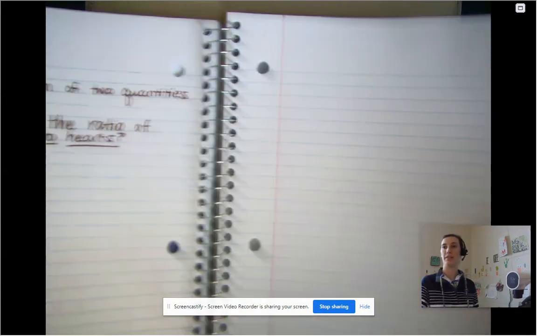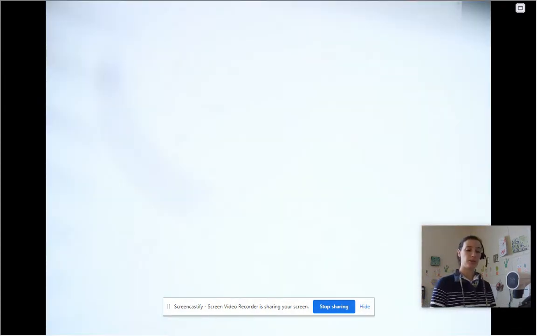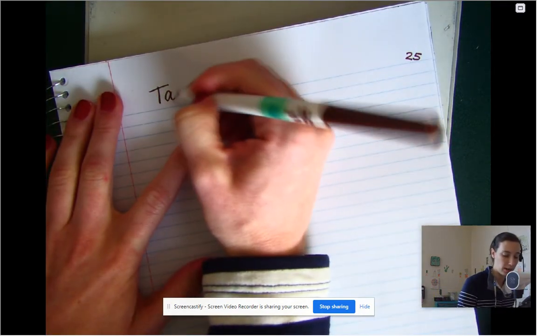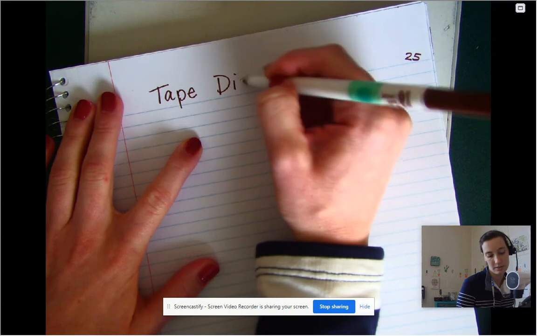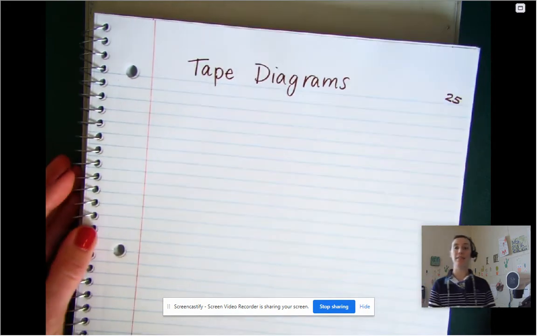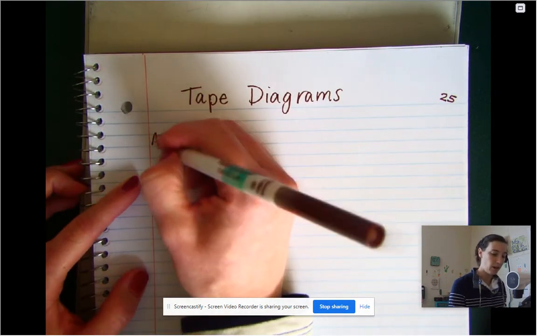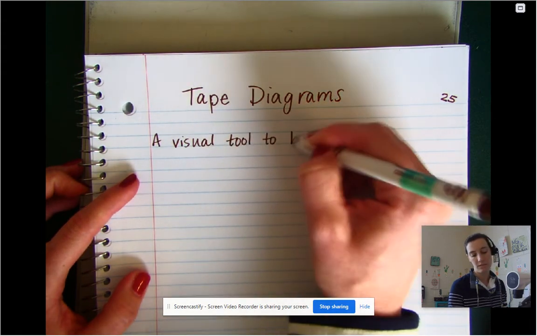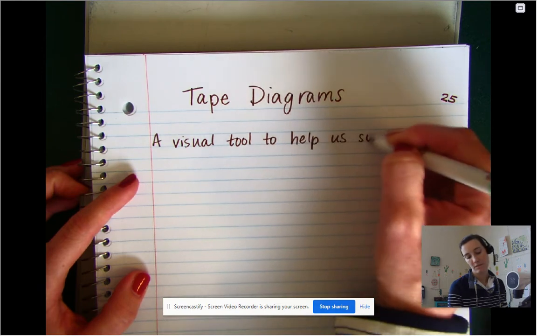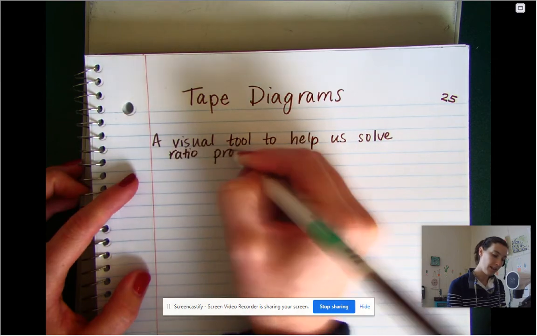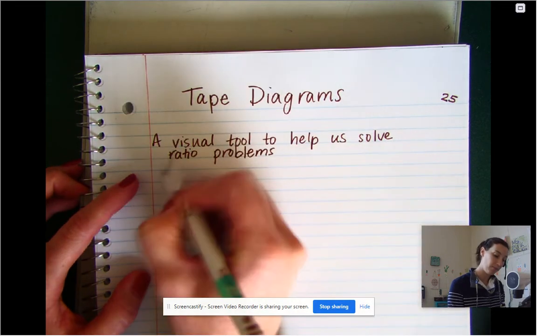Okay, we are now on the other side of page 25. So we're still on this spread, we're just flipping over here. And this, we're going to talk about tape diagrams. Tape diagrams are a visual tool to help us solve ratio problems. They're called tape diagrams because they look like a piece of tape.